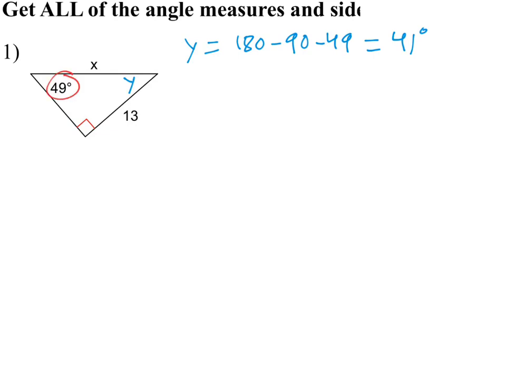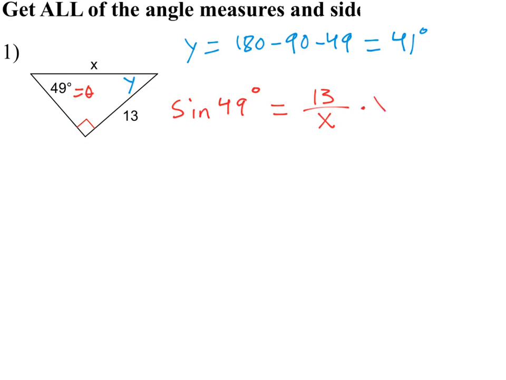So I'm going to use this angle as my reference point, to have this as my theta, and then I need an equation that uses x and uses this 13. Well, the 13 is the opposite side, and then x is the hypotenuse. So the trig function that uses opposite and hypotenuse is sine. So sine of 49 degrees is 13 over x, right? Opposite over hypotenuse.